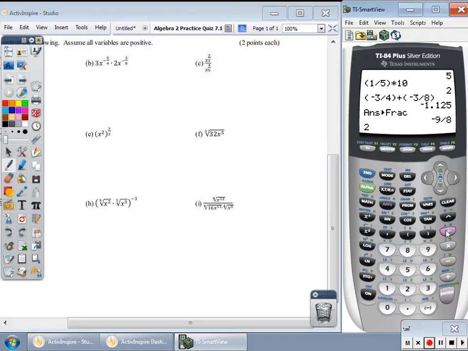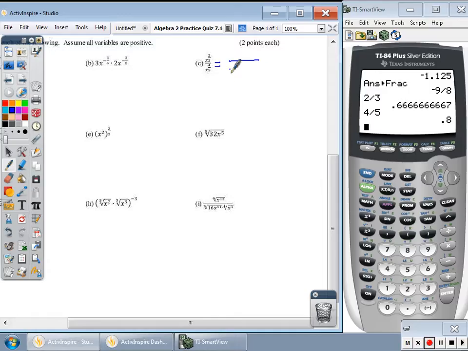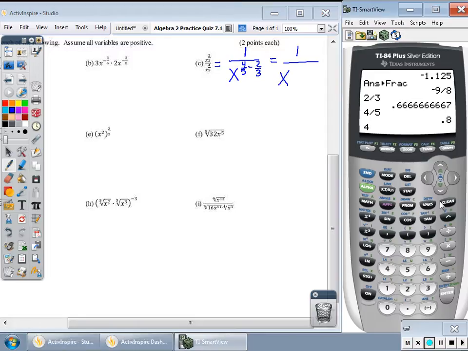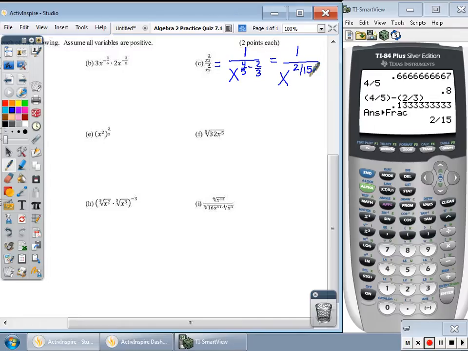So let's compare here. 2 divided by 3 is 0.6 repeated. 4 divided by 5 is 0.8. So there's more x's in the denominator. So this will be x in the denominator. We're going to subtract the bigger number minus the smaller number, and there's going to be a 1 left over in the top. So we have 1 over x. And then over here, we'll go parentheses, 4 divided by 5, close the parentheses, subtract, parentheses, 2 divided by 3, close the parentheses. Hit enter. We get 0.13 repeated. Turn that into a fraction, and we're getting 2/15. And we're done.